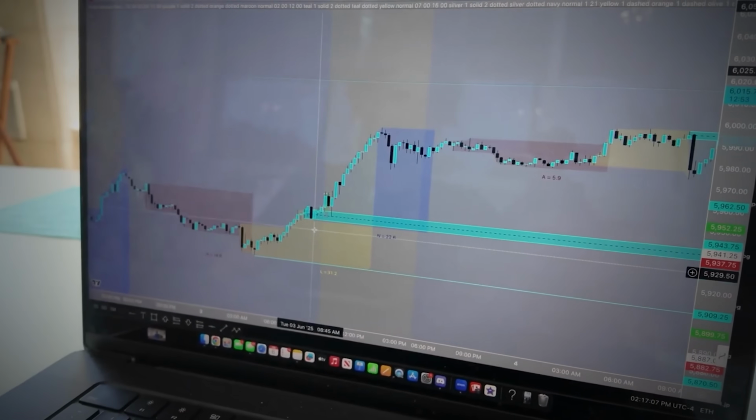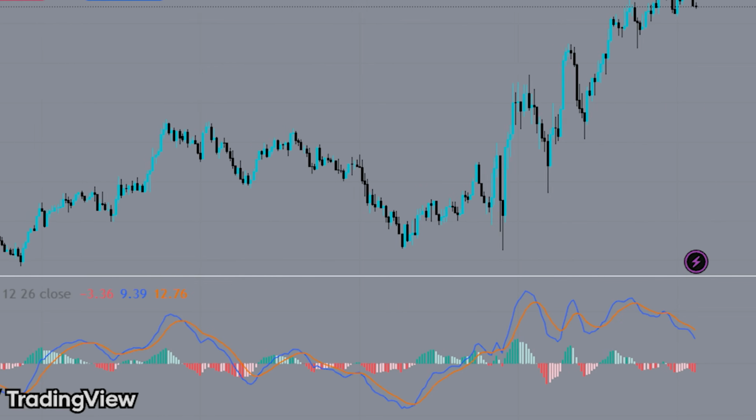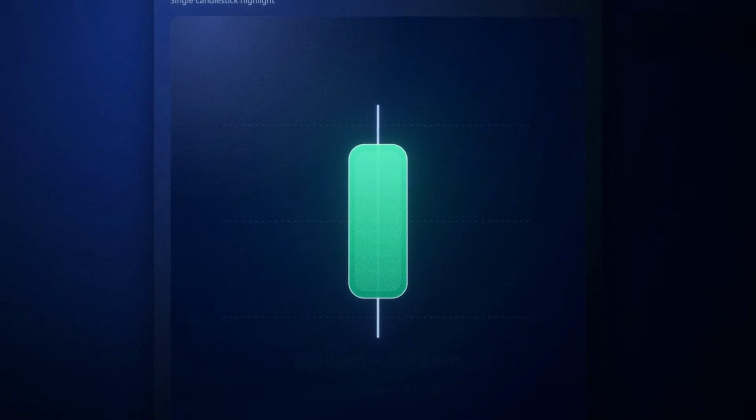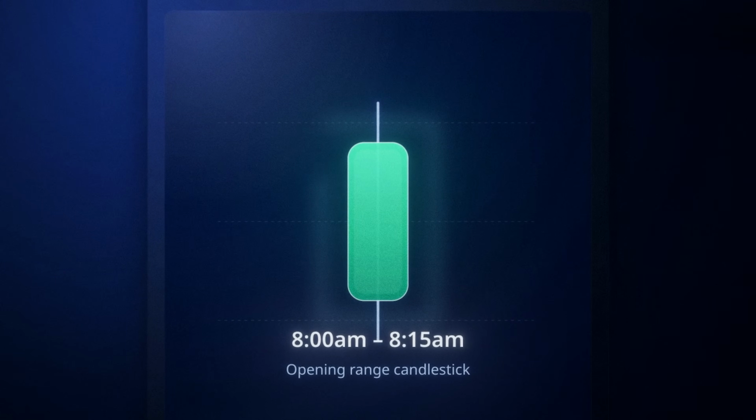The first thing we need to do is clear our charts of all of the retail nonsense. No RSI, no MACD, no lagging indicators. We are going to focus on the one thing that actually matters and actually moves price: liquidity. Specifically, the untested highs and lows of the London, Asia, and New York trading session, as well as the 8 to 8:15 a.m. Eastern Standard Time candle.